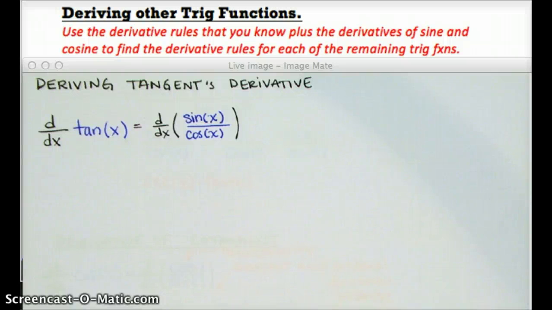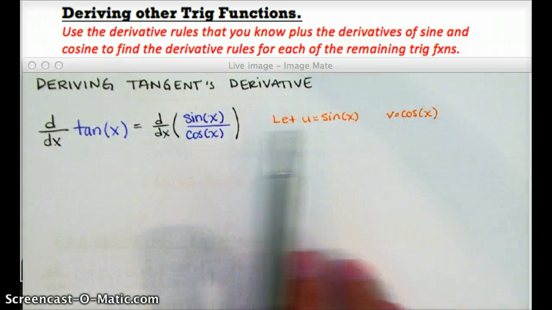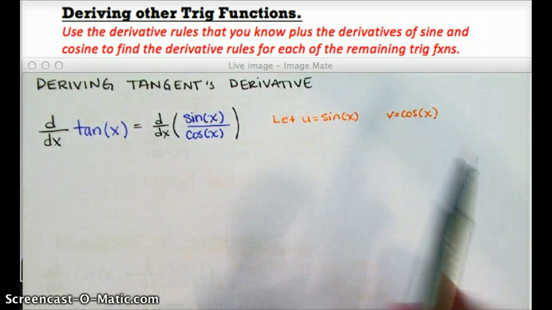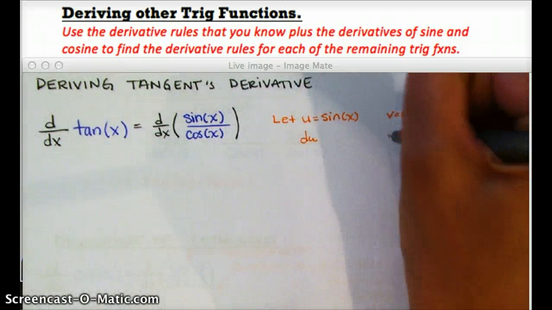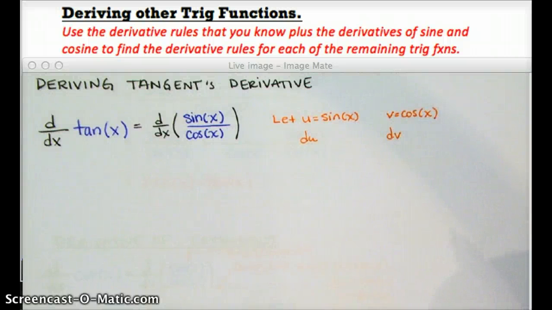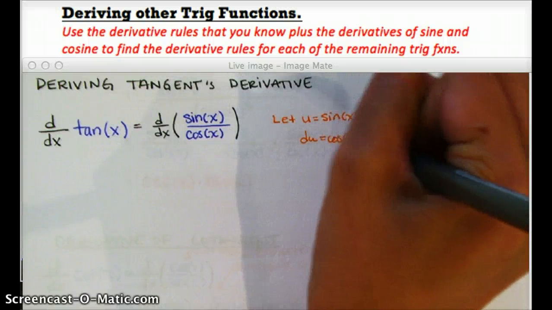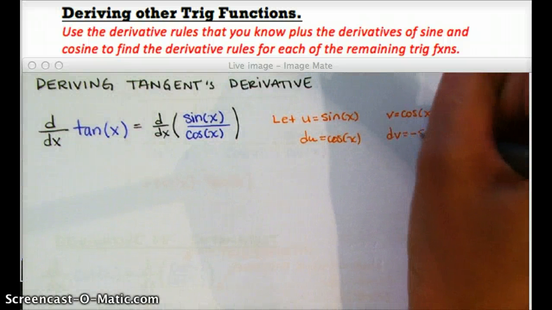Exactly. The one thing we know about tangent is that tangent is the same thing as sine over cosine. Okay, so what if you wanted to take the derivative of sine divided by cosine? What would you do now? Yes, it's a quotient rule, and we'd set it up with u's and v's. As always, u has to be the top function and v has to be the bottom function. And then we find du and dv, and this is where we're going to use those derivatives that we just proved a second ago. The derivative of sine is cosine, and the derivative of cosine is negative sine.